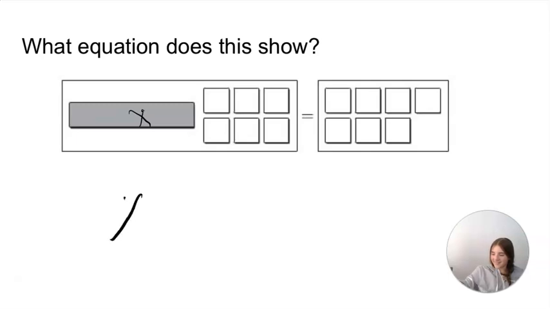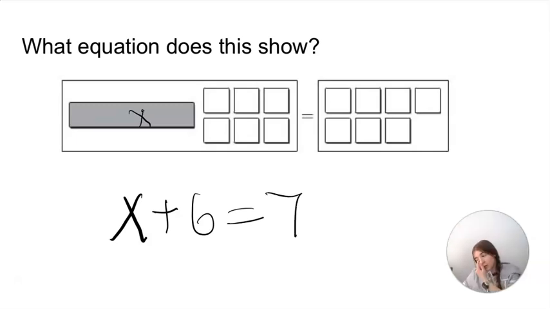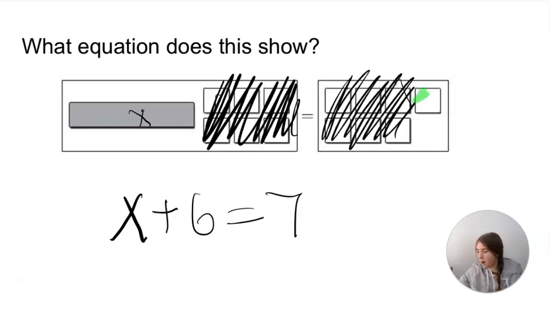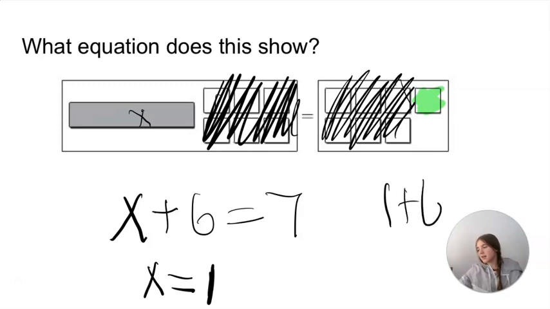X, you could say x or 1x. 1x plus 6 equals 7. How we could do that is we could cross out all of these, because then your x is by itself. And what we have to do to one side, we have to do to the other side. So then we're crossing out that, and we have 1 left. So x equals 1, which makes sense because 1 plus 6 equals 7, which is right there.